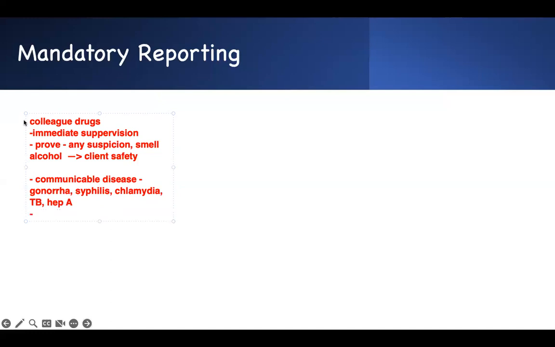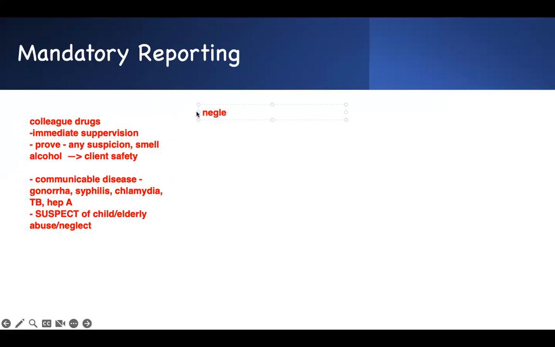Another thing too is suspected child or elderly abuse or neglect. This is the biggest. If you have suspicion, you see it, you report it. See something, say something. And those are the keys. These are the things that you have to do as you go through the process.